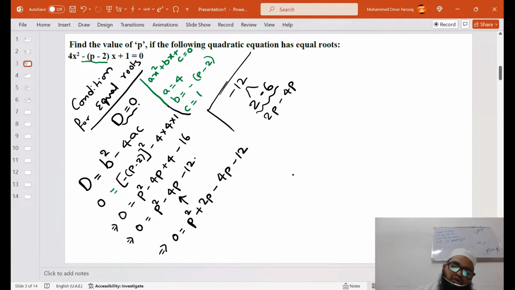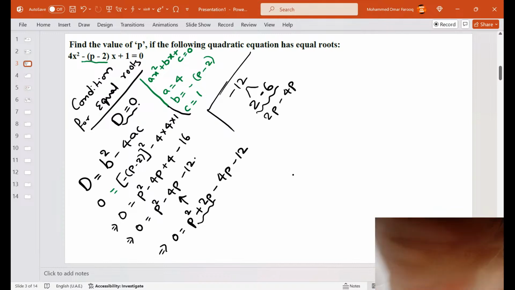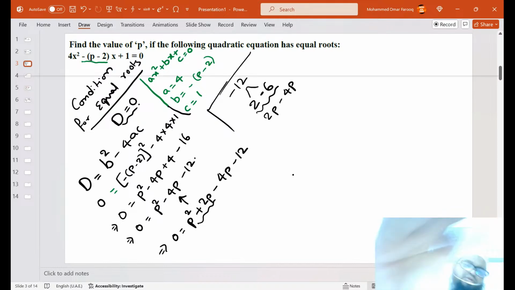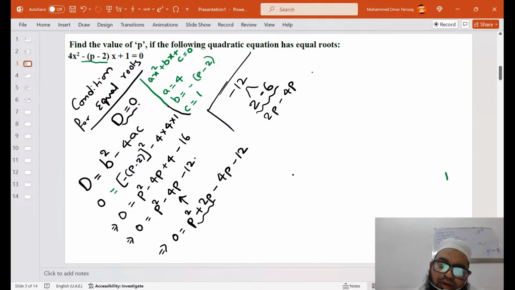Now, what is common in the first two terms? Let us see in rough. p square, you write it as p into p. And 2p, you write it as 2 into p. And p is common. Now, what is left out? p plus 2.